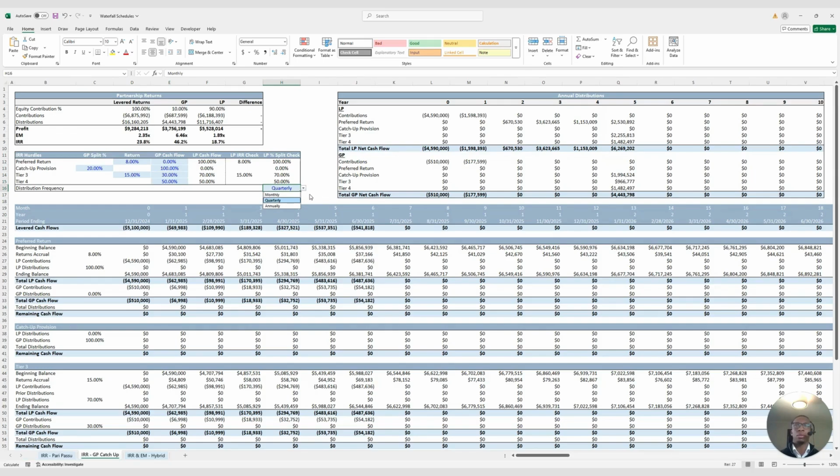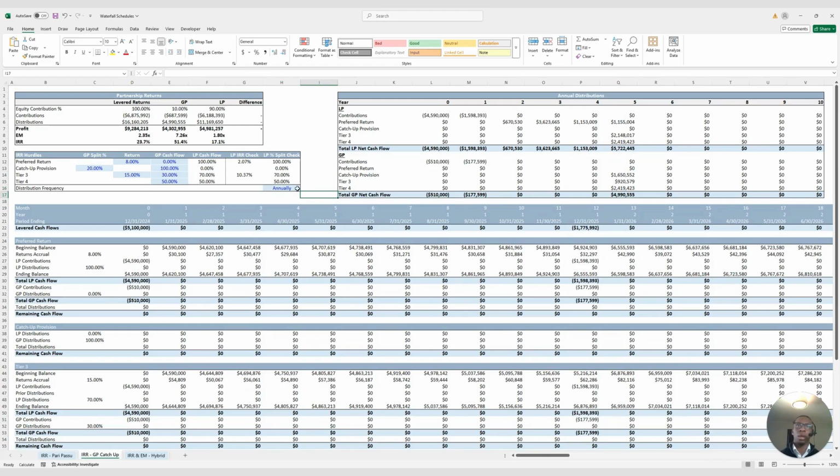We can change this to quarterly from monthly, and that will update accordingly. And then we can also make annual distributions as well, and so the model will update seamlessly. We see how that is flowing here based on our annual distribution schedule, which is our summary. So it's taking the sum of all of the cash flows for the given year and aggregating them on a yearly basis here.